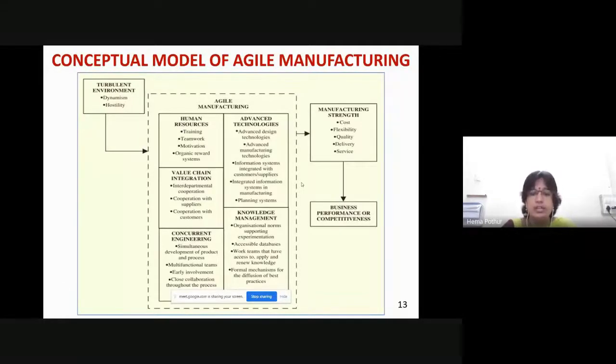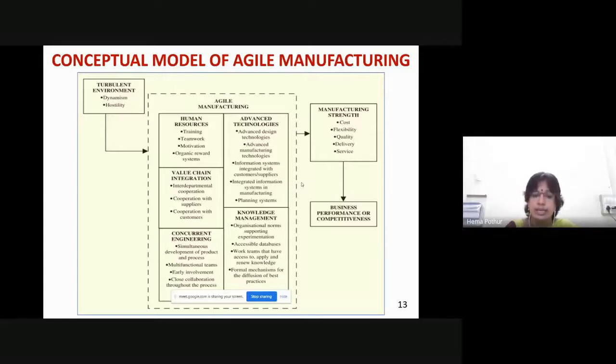Then value chain integration. Value chain integration is interdepartmental cooperation, from one department to another, and cooperation with the suppliers and with the customers. All these are required. We can make best use of the electronic data interchange mechanism, or e-manufacturing concepts, where this value integration will be continuously maintained, so that we continuously have a rapport with the interdepartmental people, with the suppliers, and if the customer requests a particular change, we need to support the customer and make the necessary modifications.